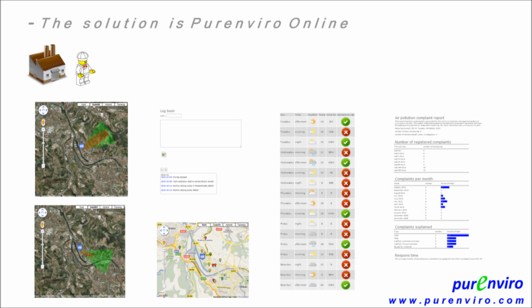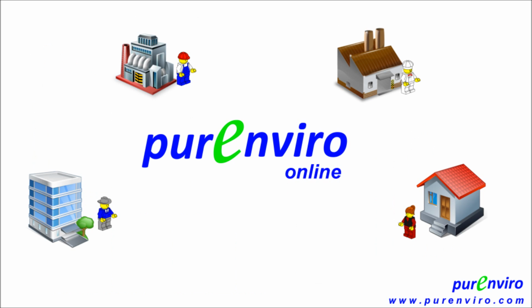And of course there are automatic reporting tools to always present up-to-date statistics documenting that the small factory is indeed improving. So, to conclude, purenviro Online allows you to identify and locate the odor source, as well as enabling a set of tools to reduce and solve the problems. Cooperation among authorities, businesses, and neighbors makes life easier for everyone.